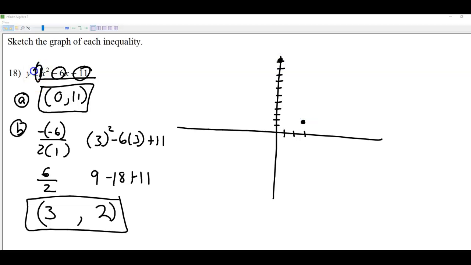Got a happy face parabola. So it's going to look like this. And this time we will have a solid line because there is an equal sign there. Also, since y is greater than, we'll be shading above the line, which is inside of the parabola this time. There you go.